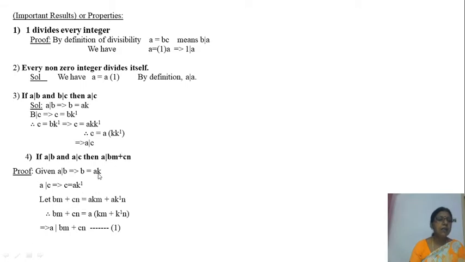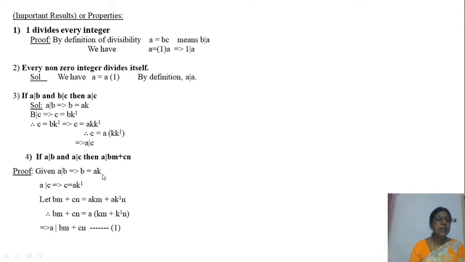Already we have b is equal to ak from the first equation. Substitute b as ak into m as it is, plus cn. In the second equation, c is ak dash, substitute here, into n as it is. Now the LHS is equal to, taking a common, a into km plus k dash n.